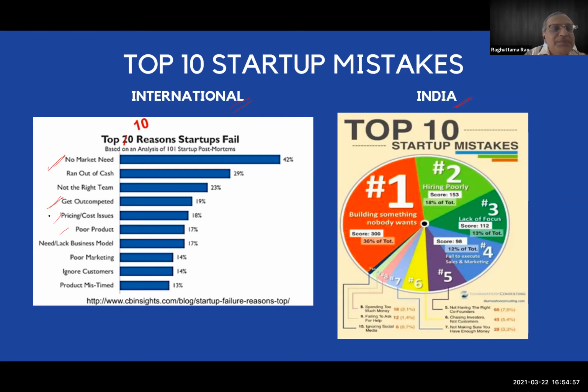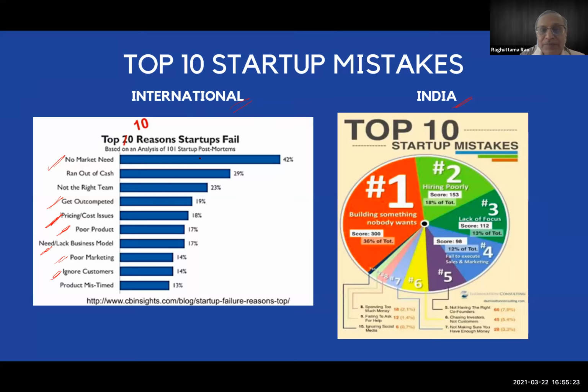They got outcompeted, or they priced themselves wrong, or their cost was too high. Again, it's a question of reading the market wrong. The product was not properly aimed. There was no business model. Marketing was not good. You ignored customers. I mean, how much more absurd can it get? So basically, even internationally, this is from Silicon Valley. So it's not that we are alone here. Even the best of places make these mistakes.